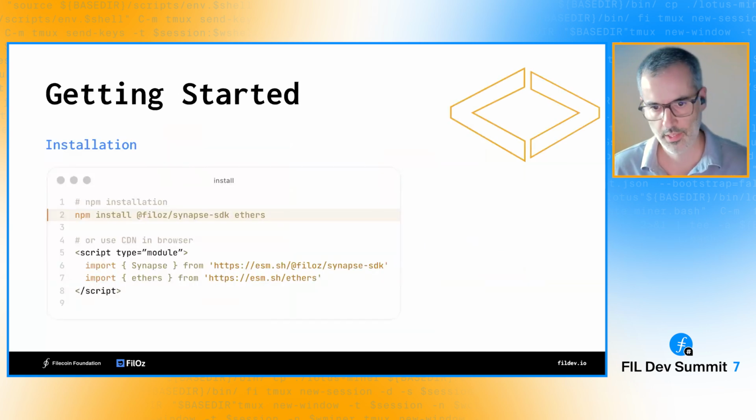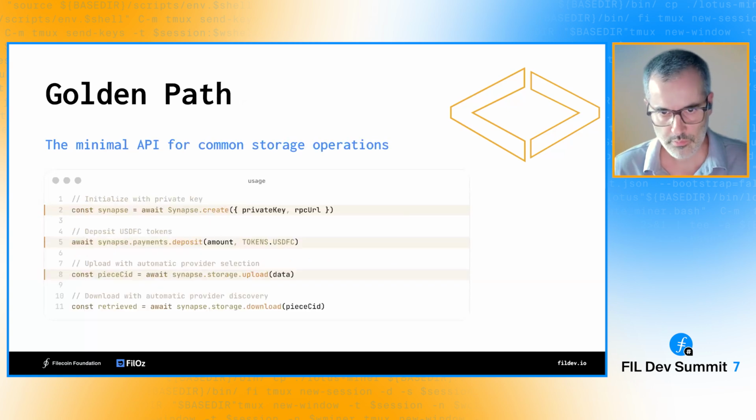So let's get started. This is basically how you install the Synapse SDK, just an npm Node.js package, but you can also use it directly in an HTML file. You can put that HTML file online using Filecoin Pin. You don't need any more tooling. You can just use this example like you see and use a CDN URL and start building right away without any tools, just a text editor.